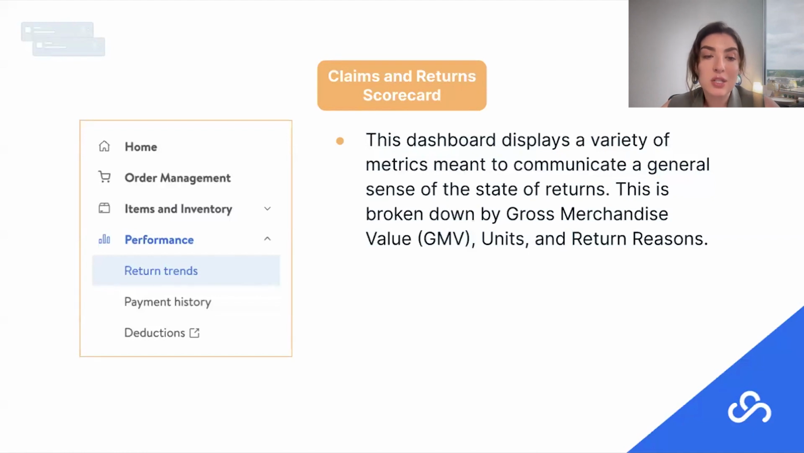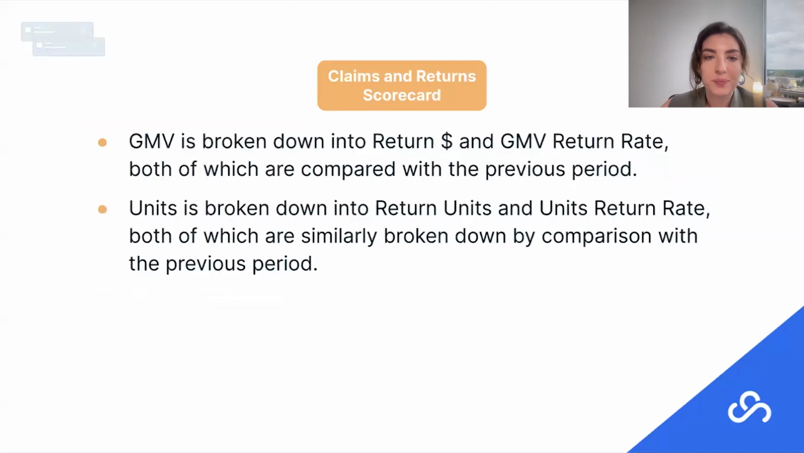So essentially the return trends area is the dashboard that's going to display a general sense of your returns, and it's broken down into gross merchandise value, so GMV, units, and your return reasons.